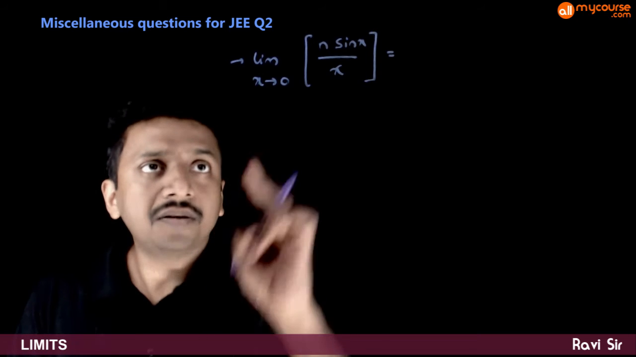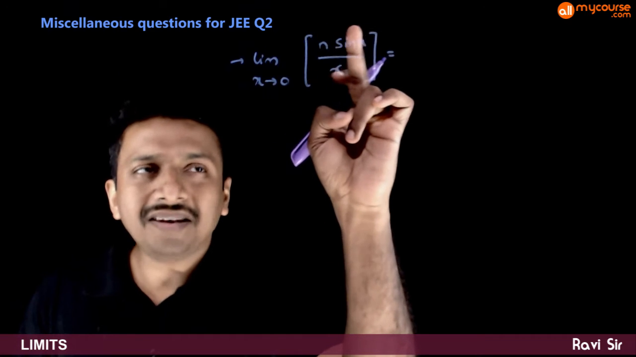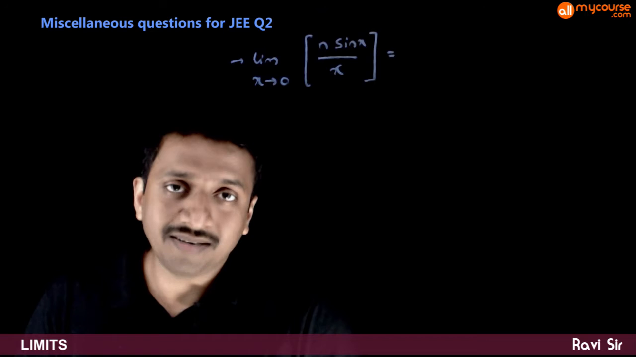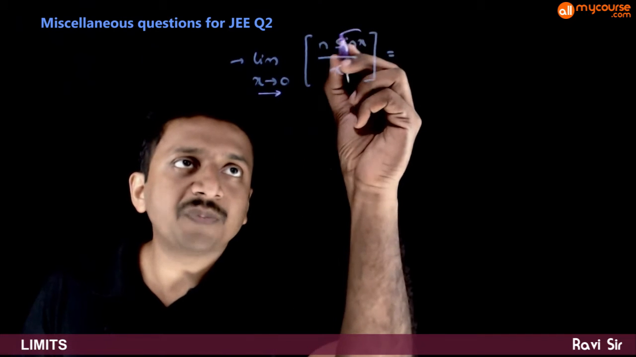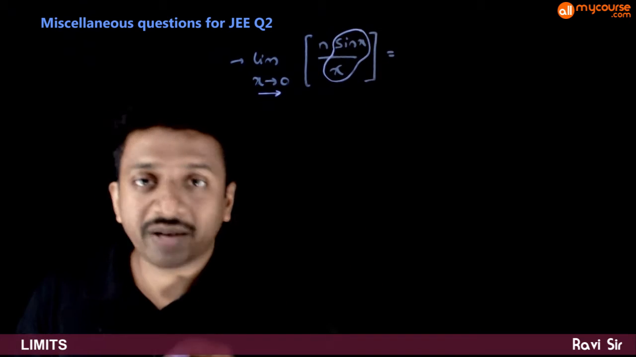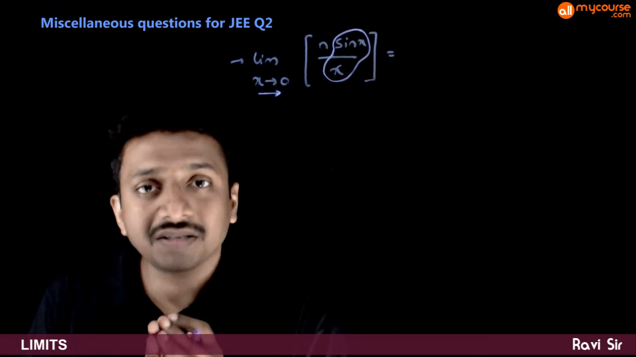So in this question, you're asked to find the limit as x tends to 0 of the integer part of n sin x by x. So how do we get this limit? We know that as x tends to 0, sin x by x goes to 1. So n times sin x by x tends to n. So the integer part of that number is how much?